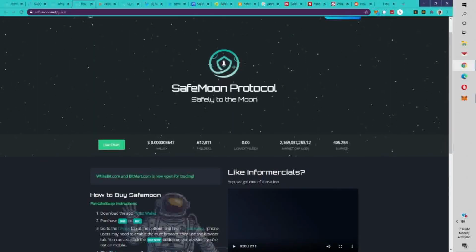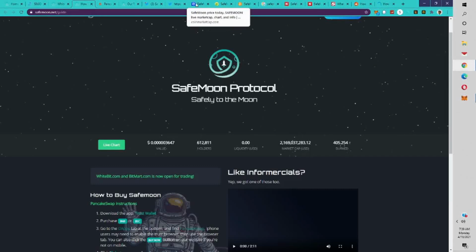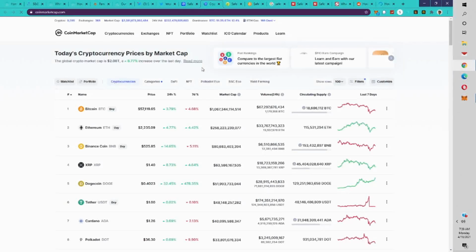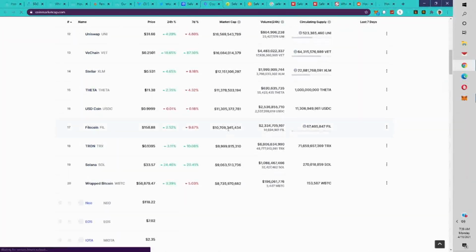Okay, let's look at this. The value right now, according to them on the website, there's over 600,000 people holding Safemoon right now. So it has a lot of liquidity. They're saying the market cap is over $2.1 billion already. So just to give you an idea, $2.1 billion, that's already probably in the top 50 cryptos. Just to give you an idea of how big Safemoon is. So let's see, market cap of $2 billion.